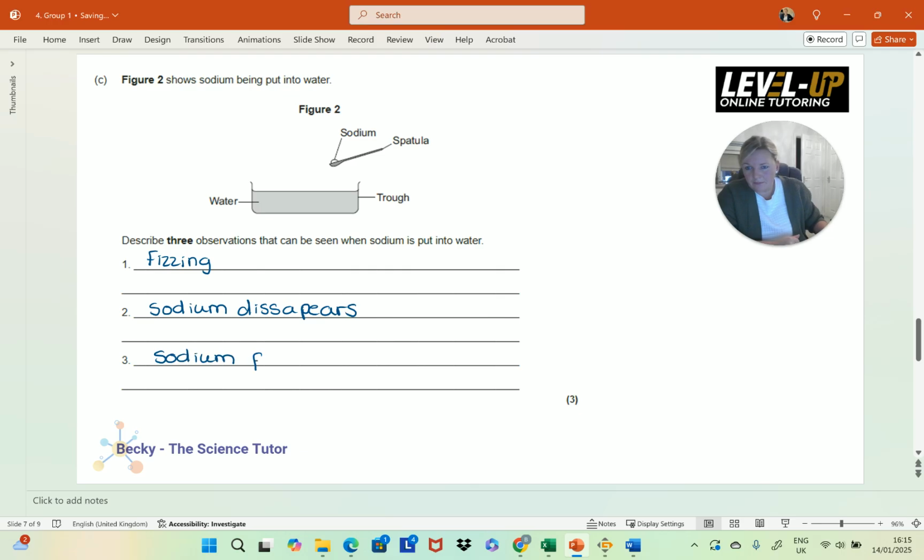Now we only have to describe, so we only have to say what's going on. Other things that you could say is that it moves around on the surface of the water. As it's reacting, we saw that they were moving around. Okay, so my tip for that question is just be careful that it doesn't already give you one in the question, so you don't repeat that because you won't gain the mark.